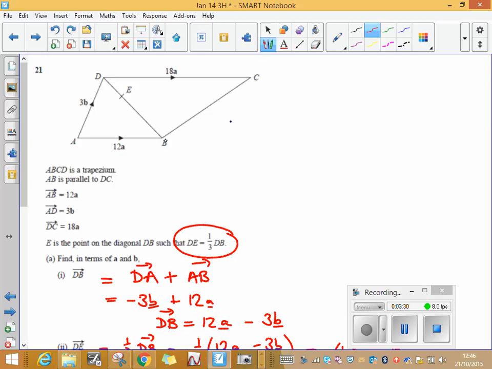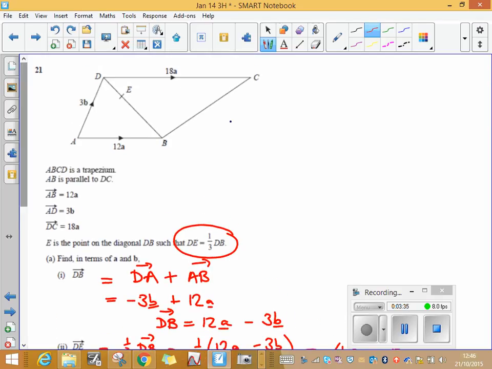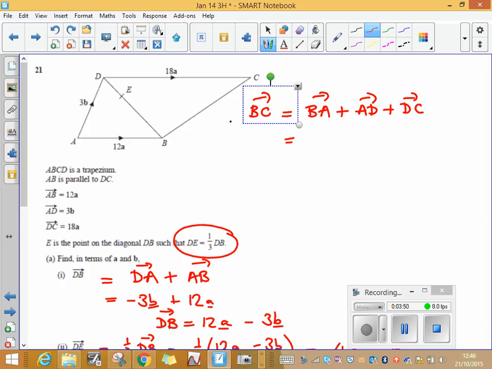Okay, so let's try to find the vector BC. Now, to go from B to C, I'm going to go the long way round. So BC is going to be BA, followed by, so add AD, followed by DC. So I'm going to go B to A this way, and then that way, and then that way, and that takes me all the way from B to C.